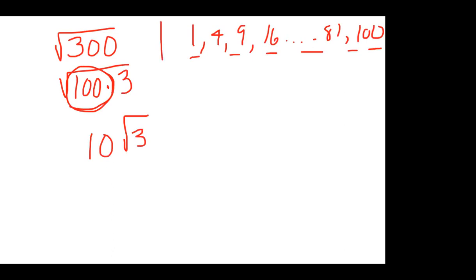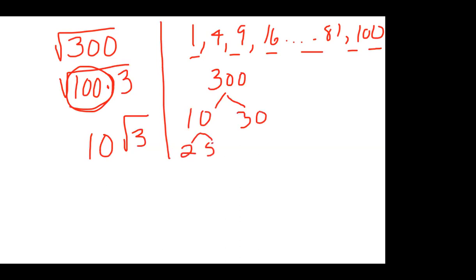Now, some of you are saying, well, wait a minute, I don't want to do it this way. I want to prime factor it. You can. Absolutely. If you're going to prime factor 300, it's going to be 10 times 30. 10 is 2 times 5. 30 is 5 times 6. 6 is 2 times 3. So the prime factors for 300 are 2 times 2 times 3 times 5 times 5.